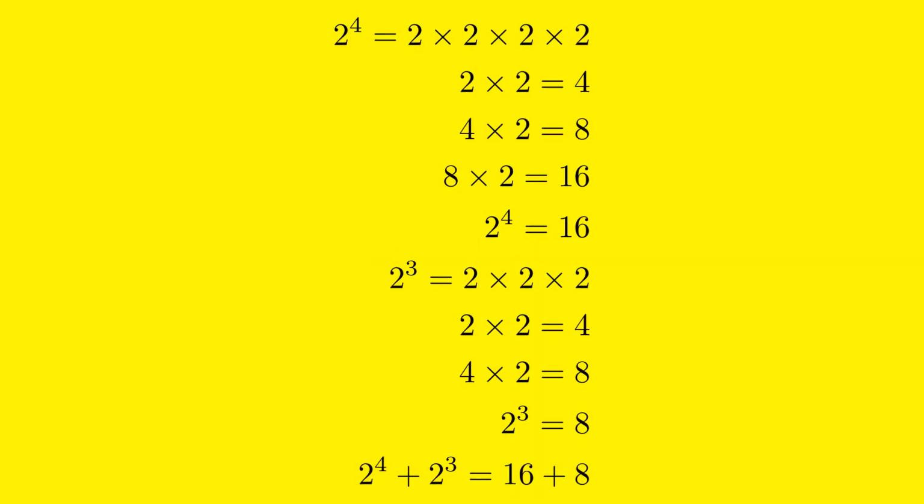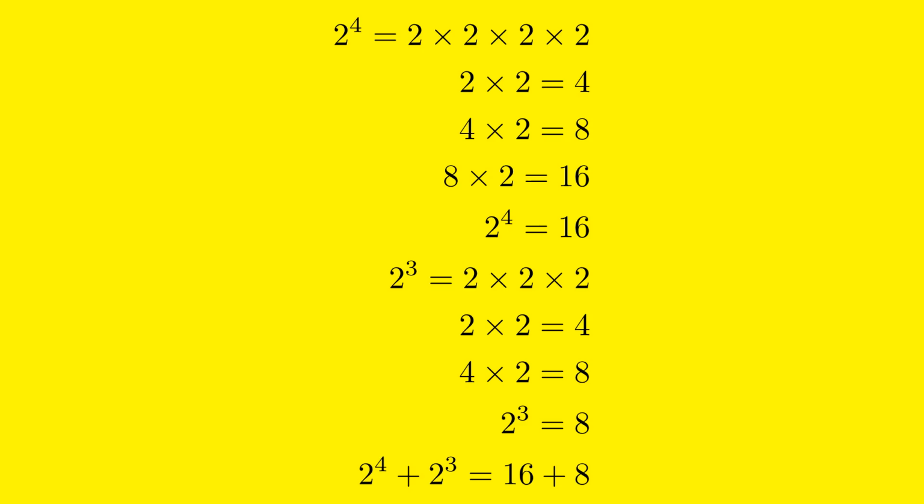Step 1. To simplify the expression 2 to the power of 4 plus 2 to the power of 3, we need to understand and calculate each part of the expression separately. Begin with 2 to the power of 4. This means multiplying the number 2 by itself a total of 4 times. We start with 2 times 2, which equals 4. Then, multiply this result by 2 again, so 4 times 2 equals 8. Finally, multiply 8 by 2 one more time. 8 times 2 equals 16. Thus, 2 to the power of 4 equals 16.